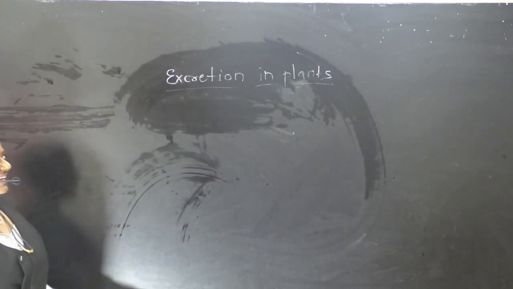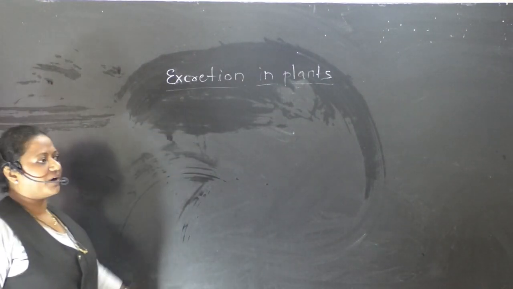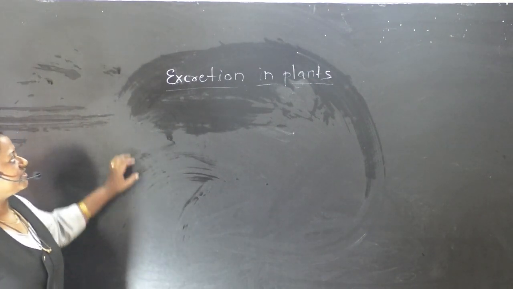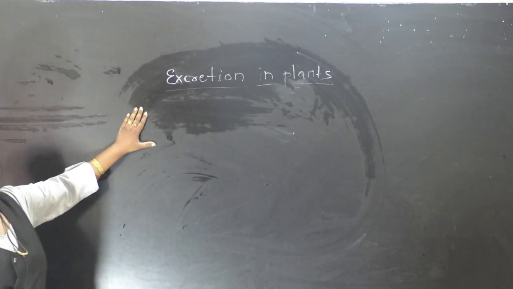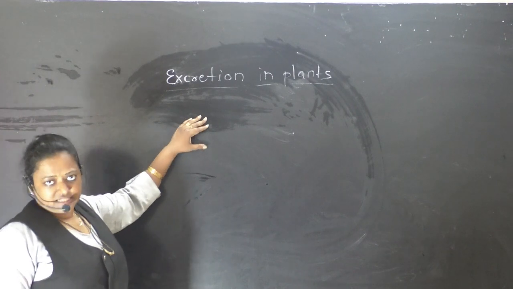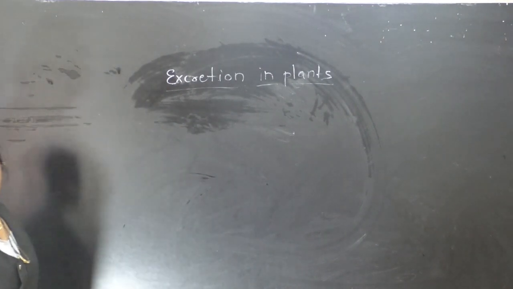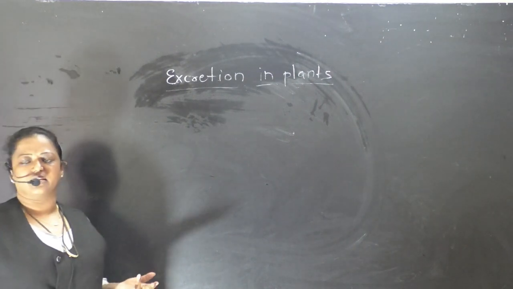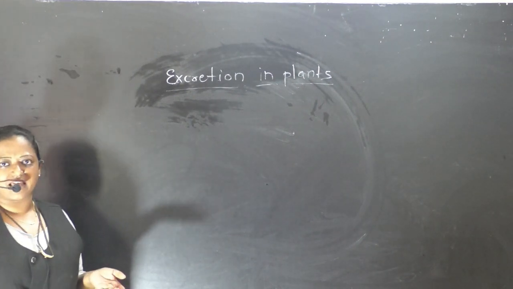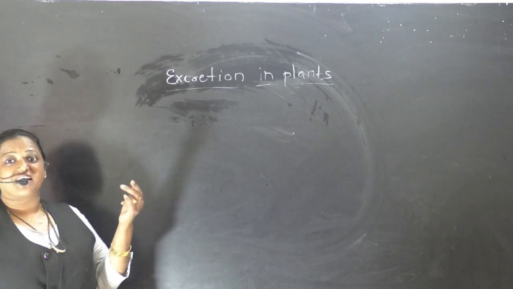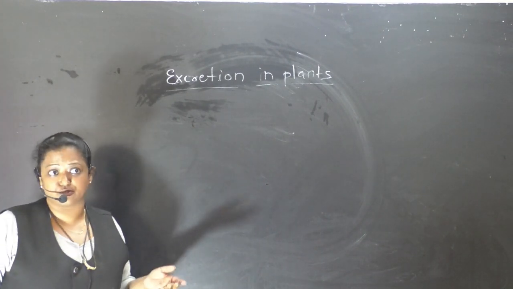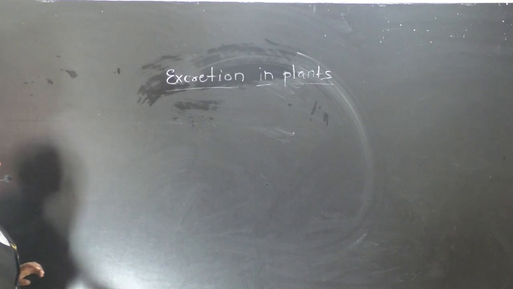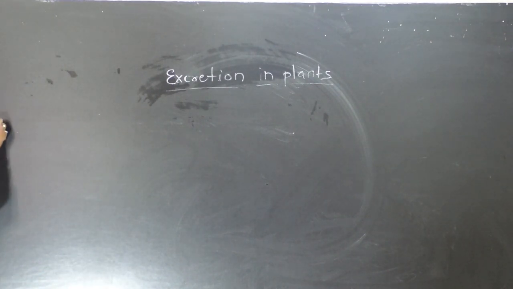Actually, while explaining the function of stomata, I have given you the acquisition of excretion too. We have seen the functions of stomata: the exchange of gases takes place, nutrition takes place, and I have told you that transpiration and excretion also take place through the stomata. So, excretion in plants takes place in two ways.